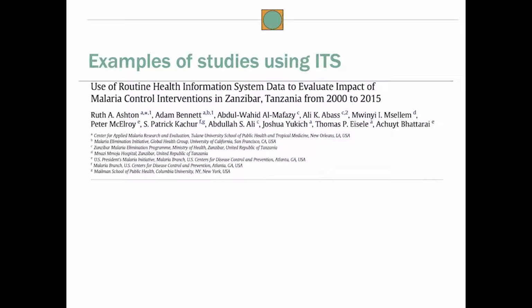So as we've seen in the title, they used data from 2000 to 2015. And so this is an example of our single group interrupted time series because they did not have a control group. So in this case, our program or event or interruption is the malaria control interventions that were conducted, and our outcome is the malaria incidents and case management.